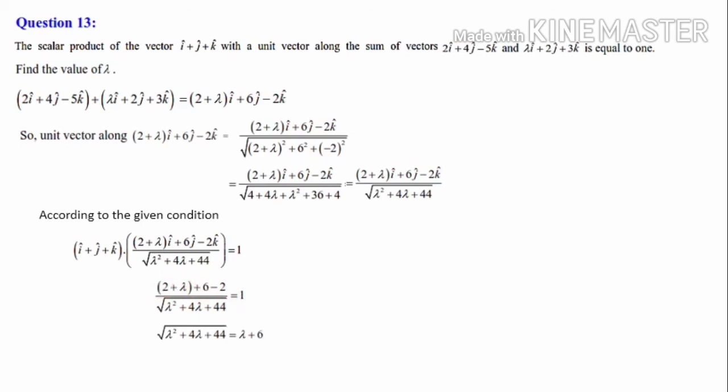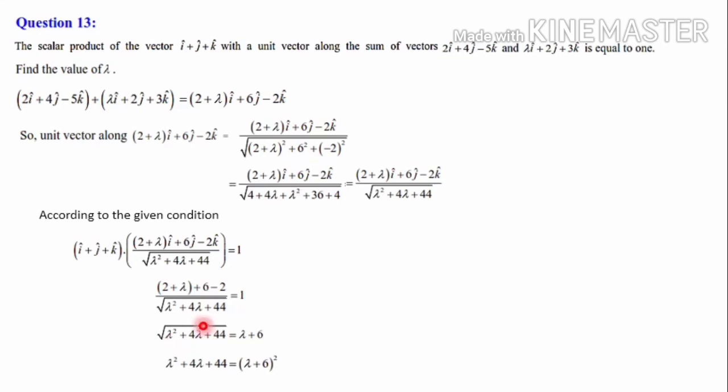That is 2 plus lambda plus 6 minus 2, so 6 minus 2 is 4, 4 plus 2 again, that is 6, and here plus lambda, or simply we can say 2 minus 2 cancelled and we will be having only lambda plus 6 on the right side. This one cross multiply it, root of lambda square plus 4 lambda plus 44 into 1 is same, is equal to lambda plus 6.